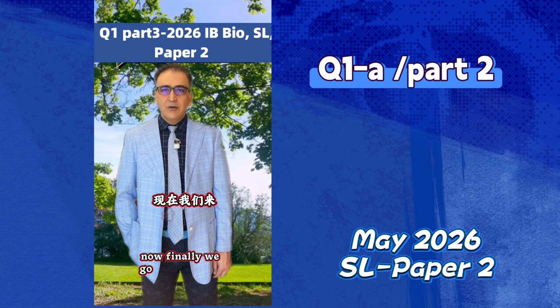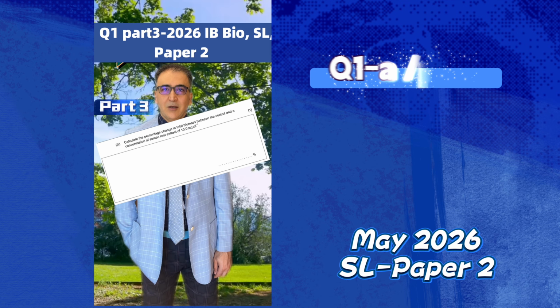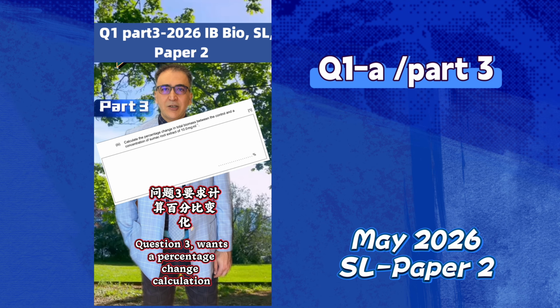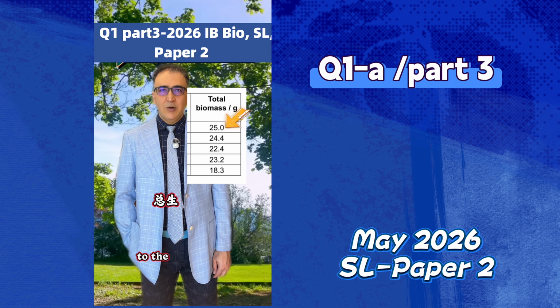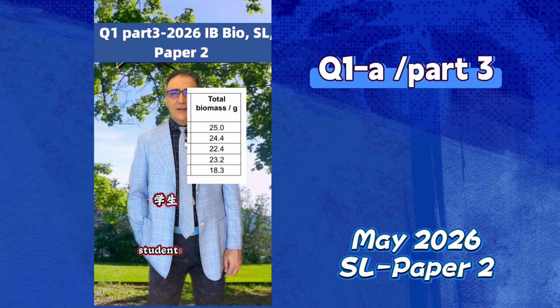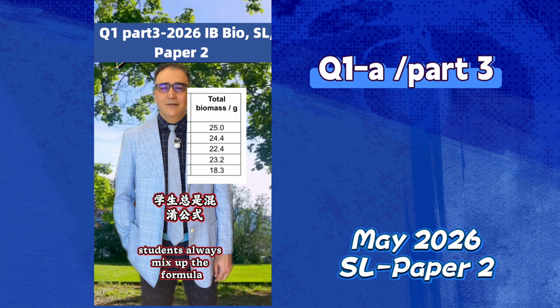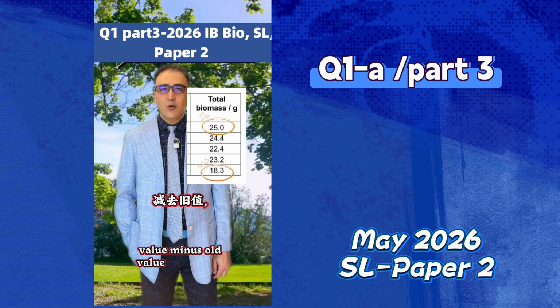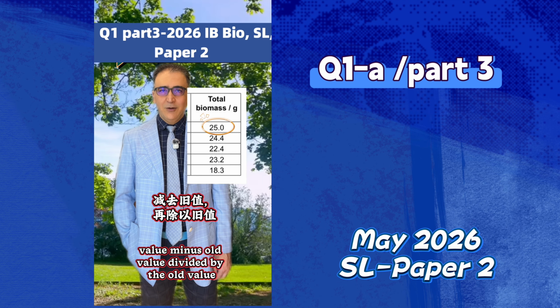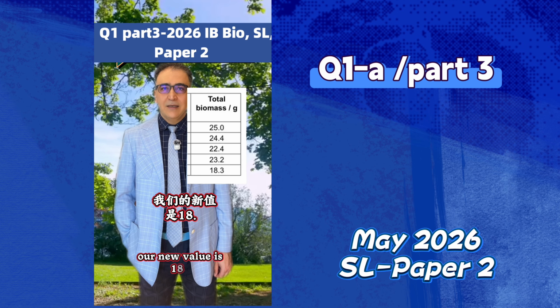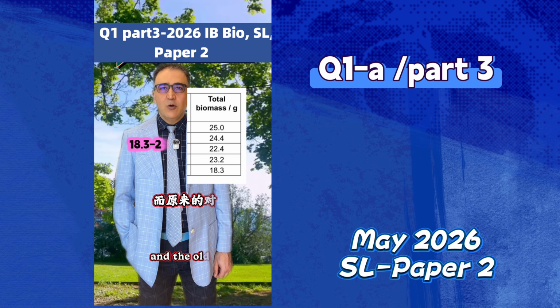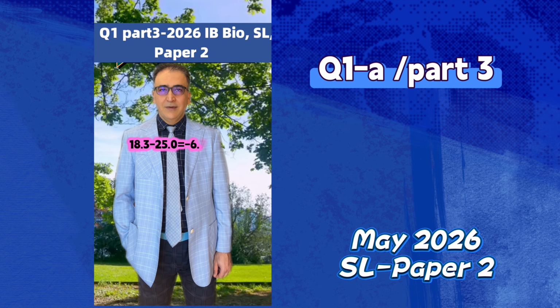Now finally, we go to question 3. Question 3 wants a percentage change calculation for total biomass from the control to the maximum dose. Students always mix up the formula, but it's just new value minus old value divided by the old value times 100. Our new value is 18.3 and the old control is 25.